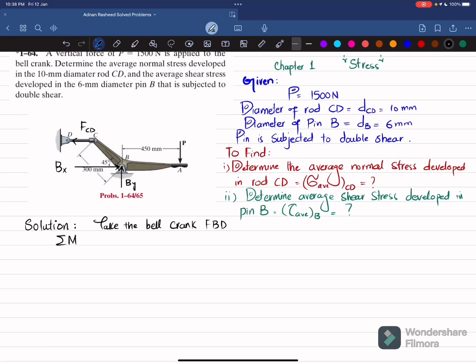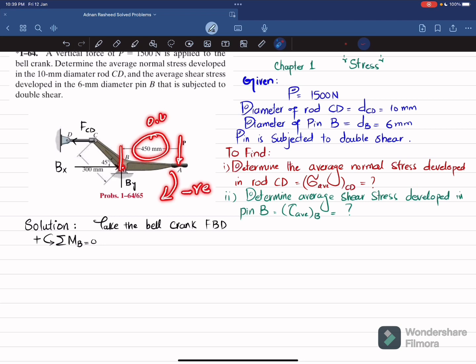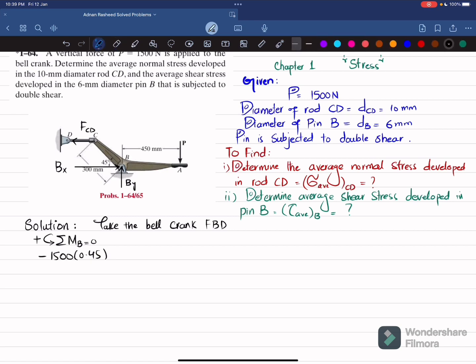So the first equation of equilibrium is that the sum of all moments about point B is equal to 0, taking the counterclockwise moment as positive. About point B, the first moment will be P into the perpendicular distance, which is 450, and this is producing a clockwise moment, so it will be negative. We will convert this 450 millimeter into meter, which is 0.45 meter. So P into 0.45, and I will also put the value of P, which is given as 1500. So 1500 into 0.45. And you can see that FCD is producing a counterclockwise moment about point B, so it will be positive.